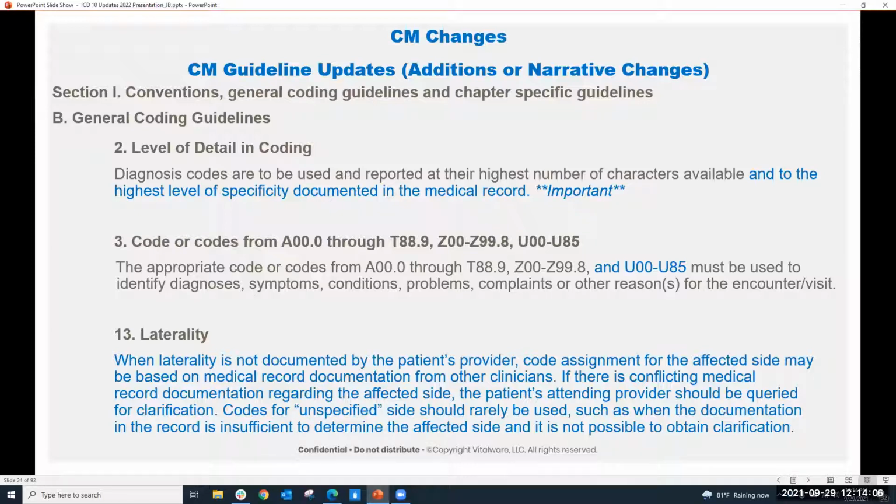Number 13, laterality. So here they're talking about laterality documentation and that it can be taken from any clinician on the case. And that if there is a conflict between providers, then you should always query the attending to see what the correct laterality is.